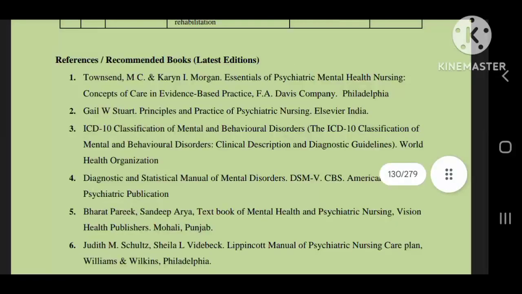The books which you are supposed to refer are Townsend, Mary C. Townsend, Stewart, ICD-10 classification.